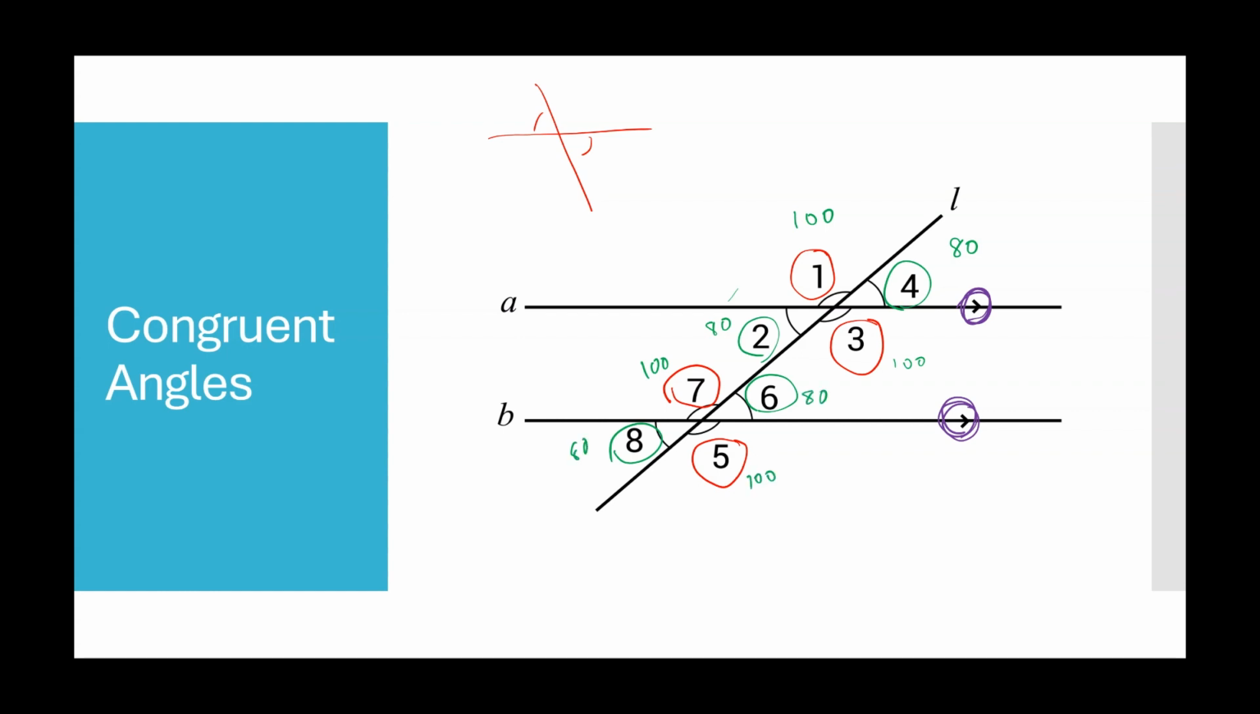If you know one angle in a setup like this with two parallel lines with a transversal going through it, you know all 8 of these angles.